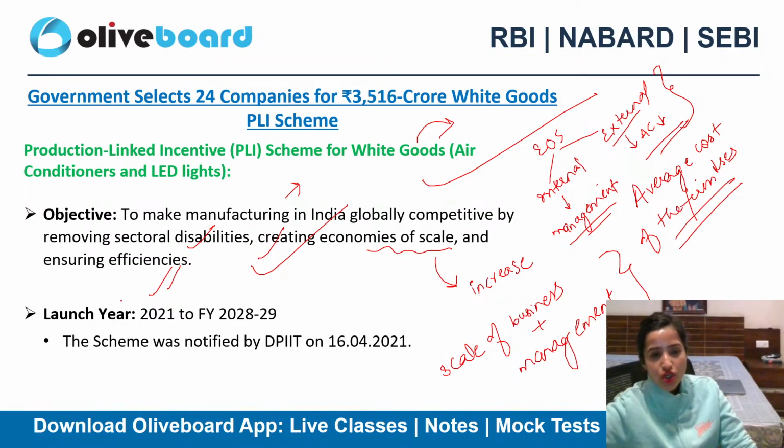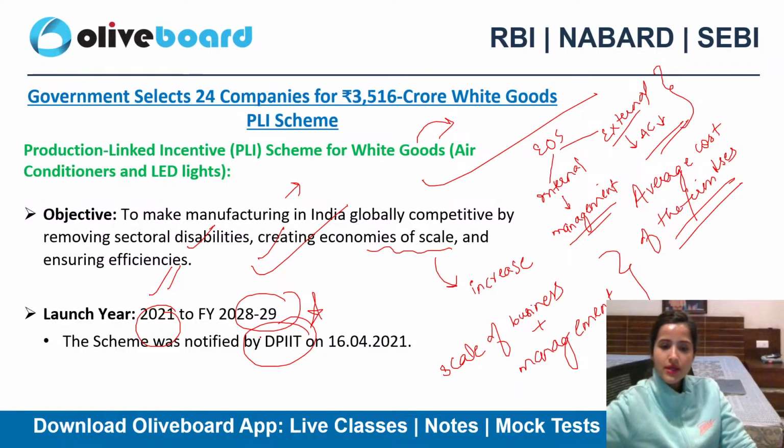When was it launched? What is the launch year? 2021 till financial year 28-29. Very important. And notified by this department, right? DPIIT on 16th April 2021.